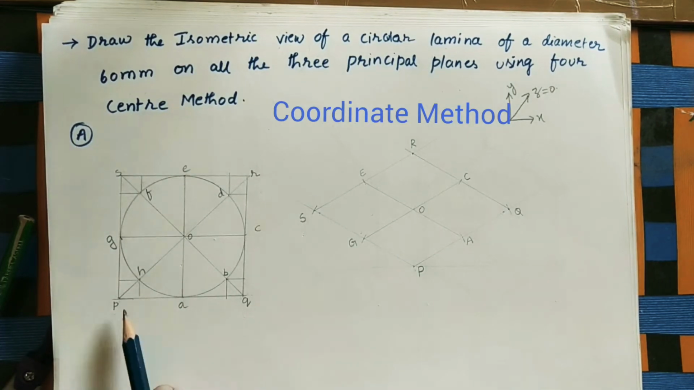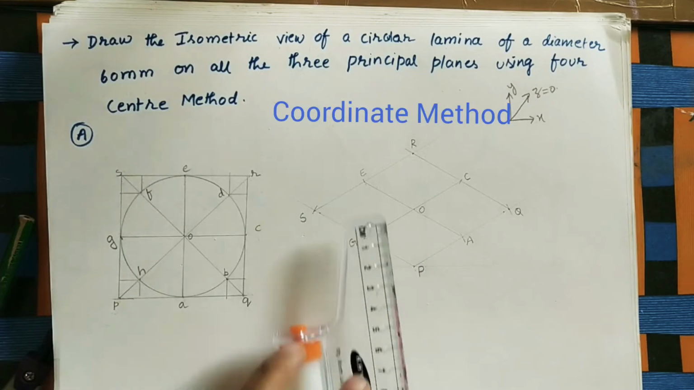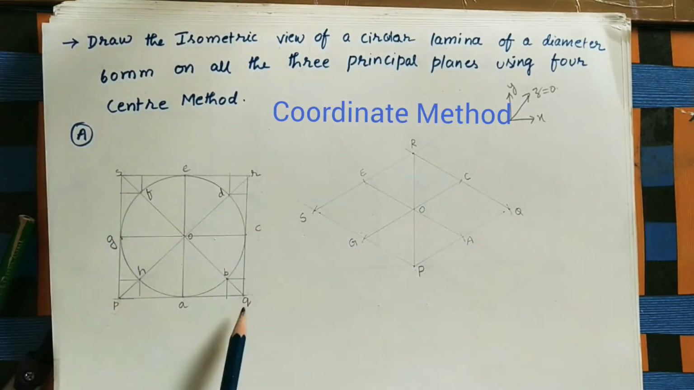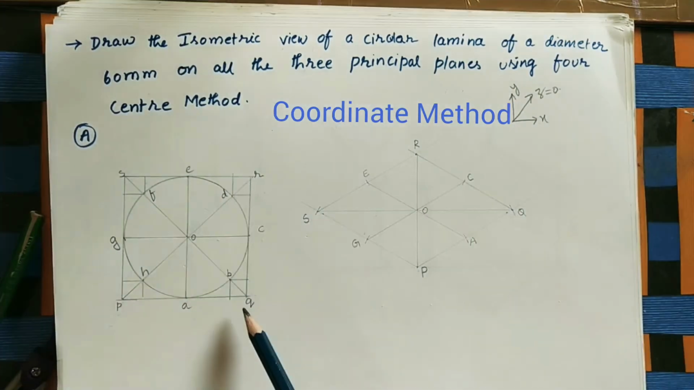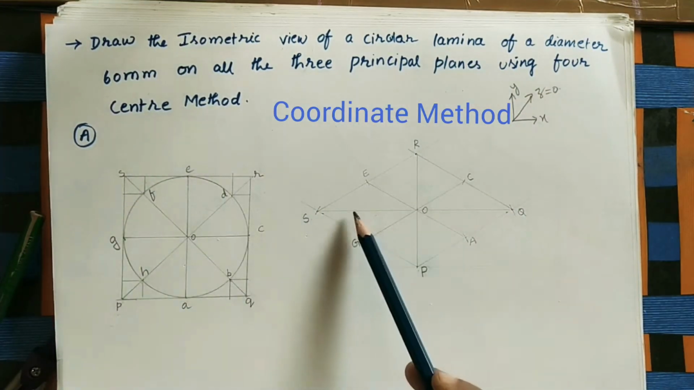After that, join P and R. Join P and R. We are getting one line here. And join QS. Join QS. So on these lines, mark these points B and F. Okay, here B, here F, like that.